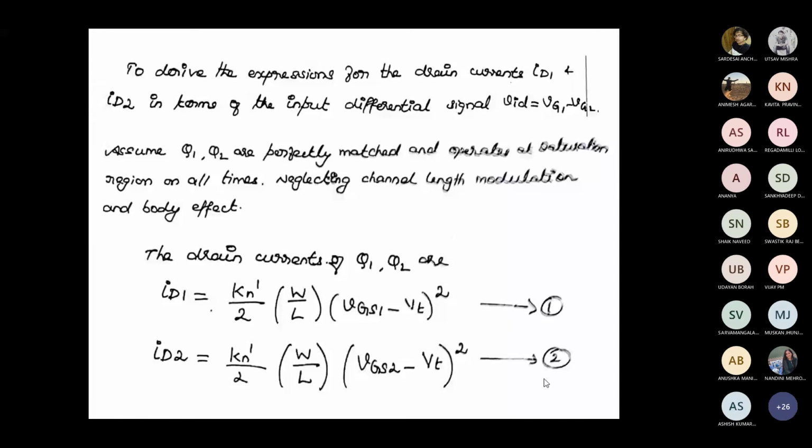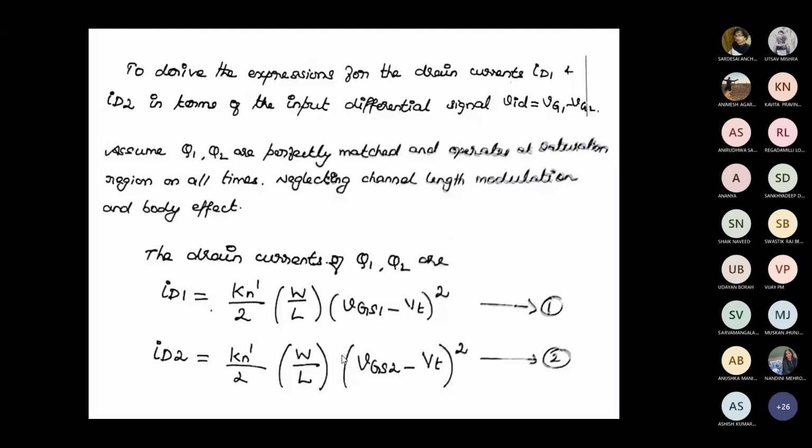Yes. Shall we proceed? So now we are going to do some manipulation on these two equations, and we are going to bring a quadratic equation in terms of the drain current ID1, either ID1 or ID2, and relate it with VID, and then plot the characteristic curves, and then find the relation between variation in VID and ID.